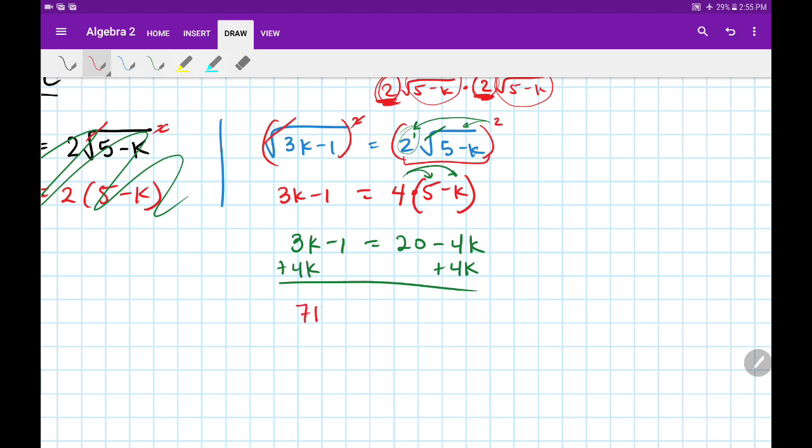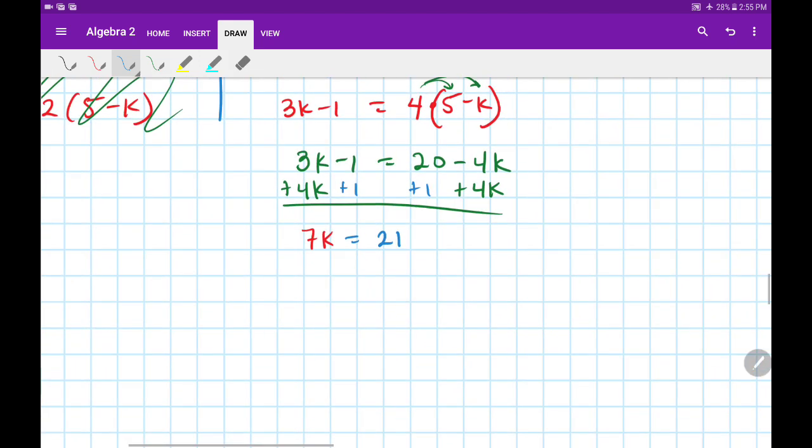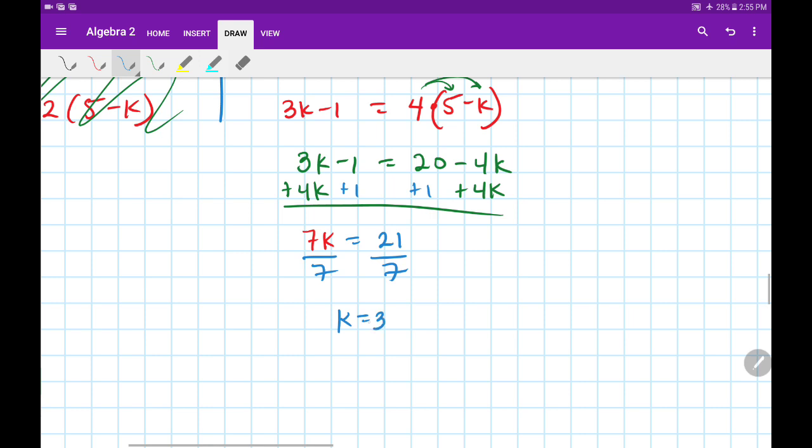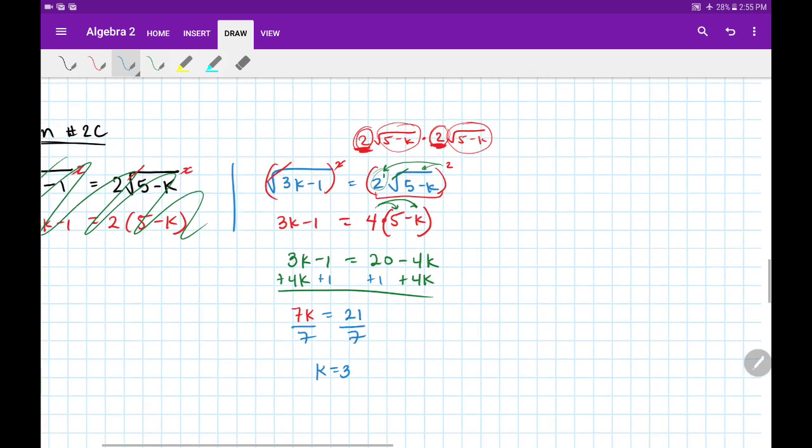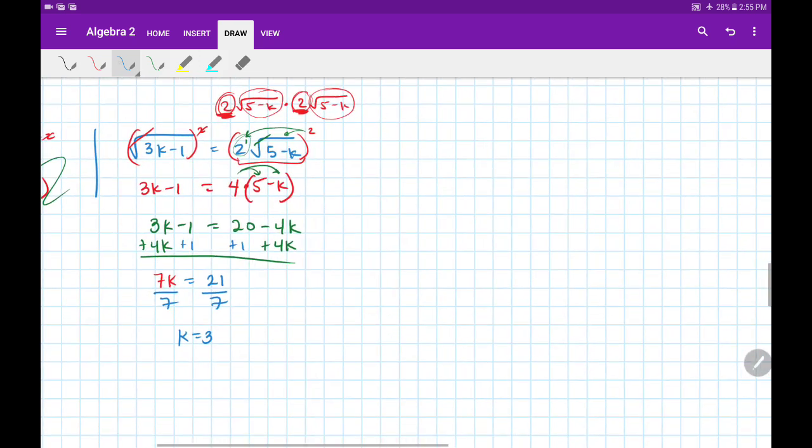I get 7k. And then I'm going to also add 1 to both sides. Okay. Dividing both sides by 7, I get k equal to 3. We're not quite done. We've got to check our solution. So let's plug it back in.